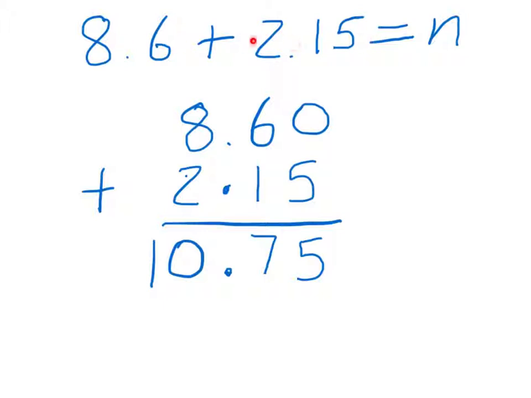I'm going to look back at my original problem here, and I'm going to think to myself, does it make sense that something that's about 9, if I add that to something that's about 2, I'll get something that's about 11? Yeah, I think that makes sense.